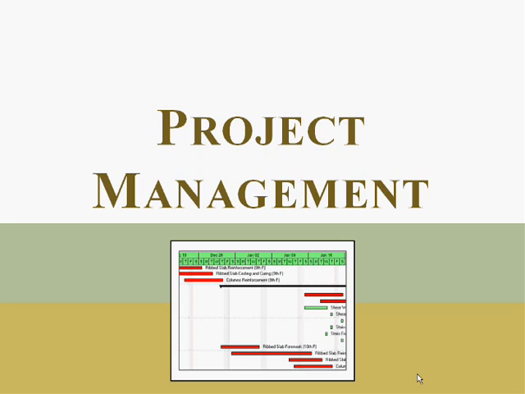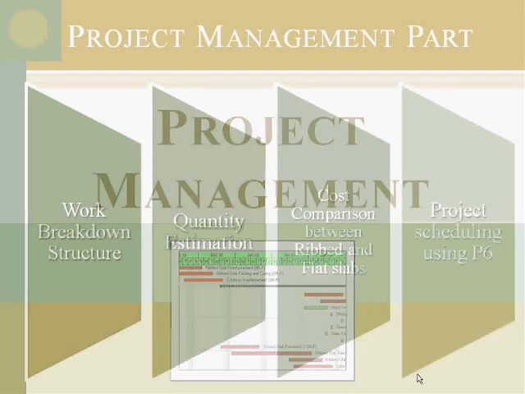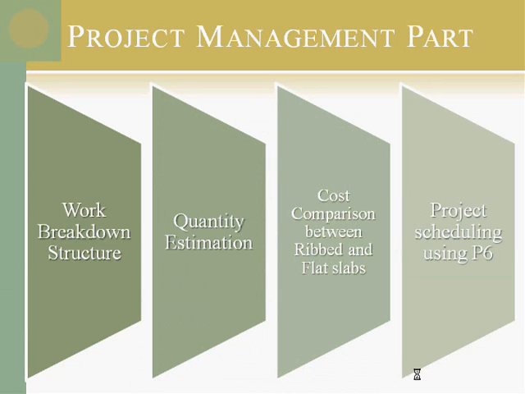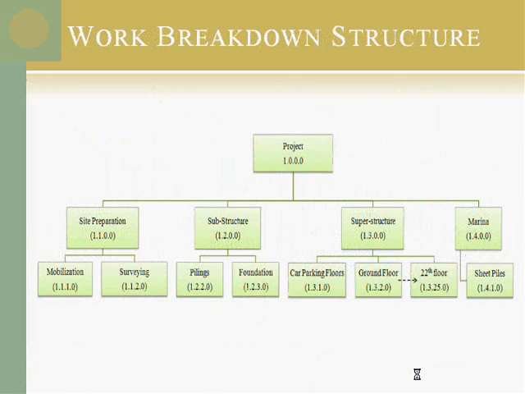The last part of our graduation project is the project management and the scheduling for the project. We have 4 divisions: the work breakdown structure, the quantity estimation, the cost comparison between the ribbed slab and the flat slab, and the project scheduling using Primavera P6. The first one is the work breakdown structure. As you can see, we have divided the project into site preparation work, substructure, superstructure, and the marina.